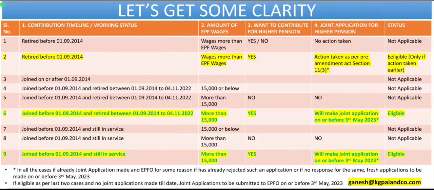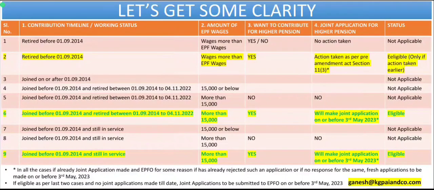If an employee joined before the Amendment Act and is still in service, but his EPF salary is below the ceiling wages, in that case also there is no question of opting for higher wages, as per the 7th case. In the 8th case, the employee joined before the amendment and is still in service and has a higher PF salary but is not interested in a higher pension, and hence does not make any application, and is also not eligible.